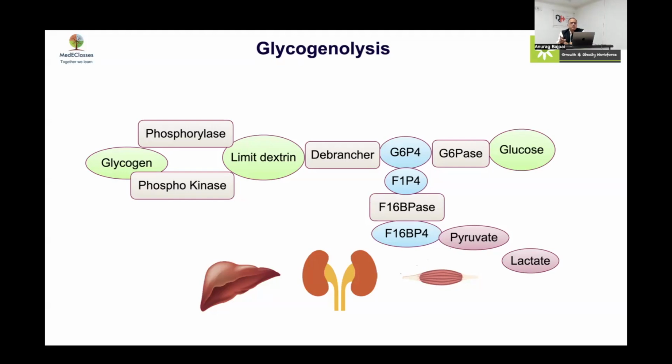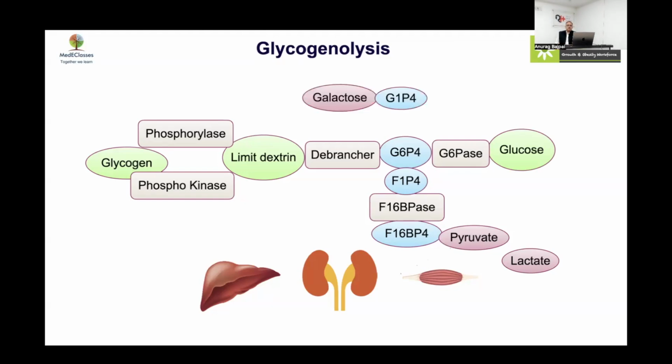In debrancher problem or phosphorylase, phosphokinase, which is GSD 3, 6, and 9, this is what we talk about as milder forms of GSD. You will not have high lactate because lactate is not in their path. So this becomes important to understand.